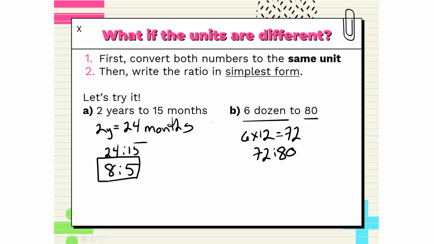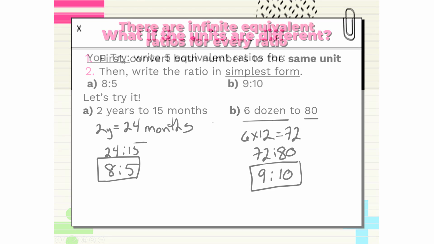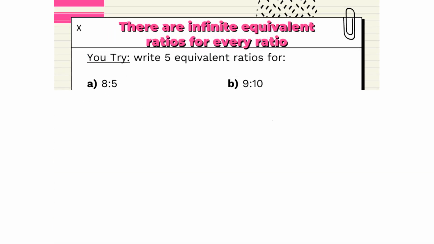In the one 72 to 80, both of those are divisible by 8, so we've got a ratio of 9 to 10. 72 divided by 8 is 9, and 80 divided by 8 is 10. So first you convert to having the same units, then you can write the ratio and simplify down to its simplest form. There are an infinite number of equivalent ratios for every other ratio.